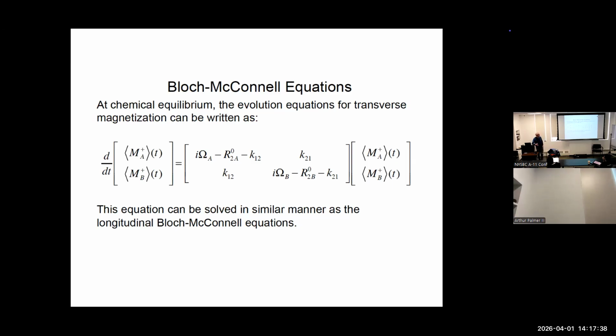The no exchange case, where I just see decay with R2 and precession with omega A. Now I have very slow jumps. And by slow, I mean much less than the shift difference between the two states. The lines are going to be broadened, but exactly by how much? You can look at that matrix and tell me the answer.